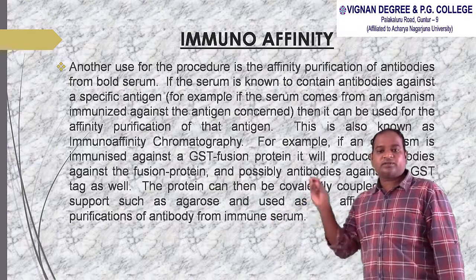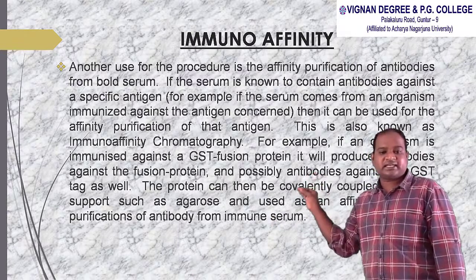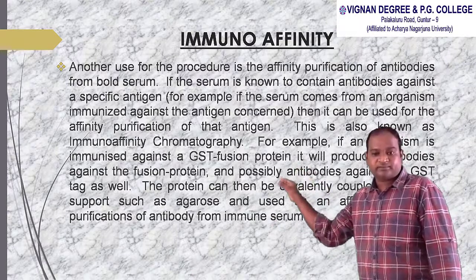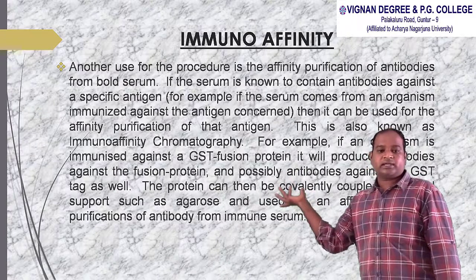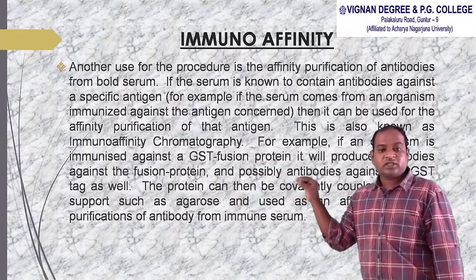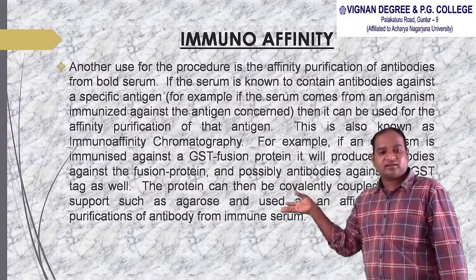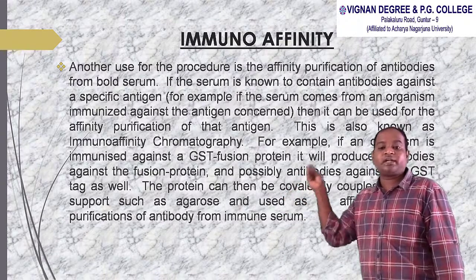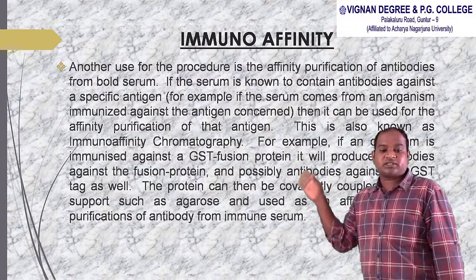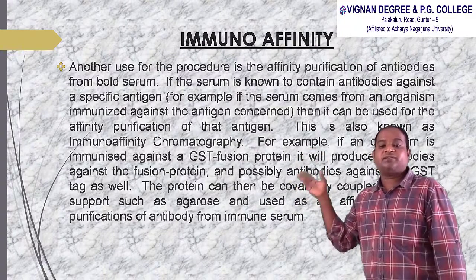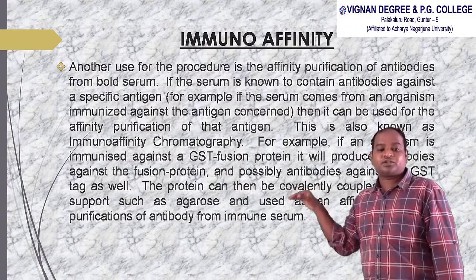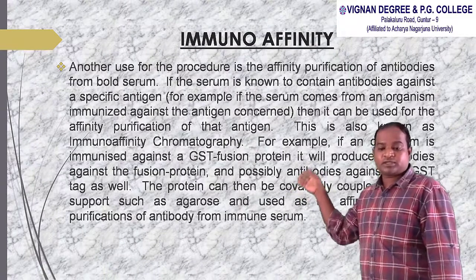For example, if an organism is immunized against a GST fusion protein, it will produce antibodies against the fusion protein, and possibly antibodies against the GST tag as well. The protein can then be covalently coupled to a solid support such as agarose and used as an affinity ligand in purification of antibody from immune serum.